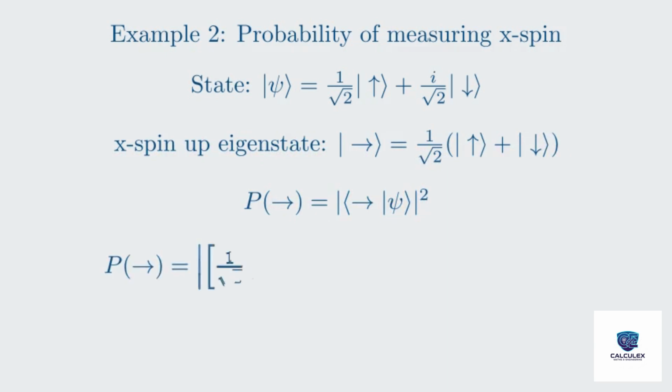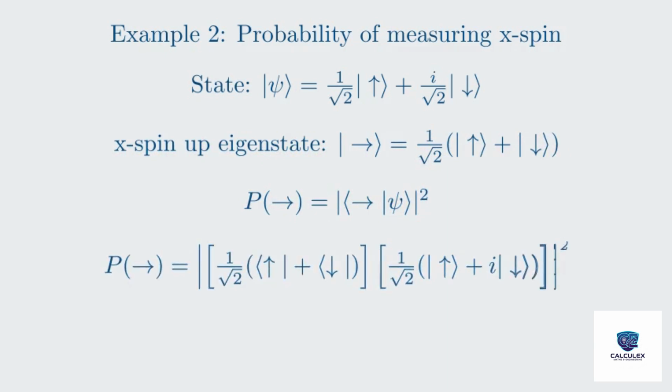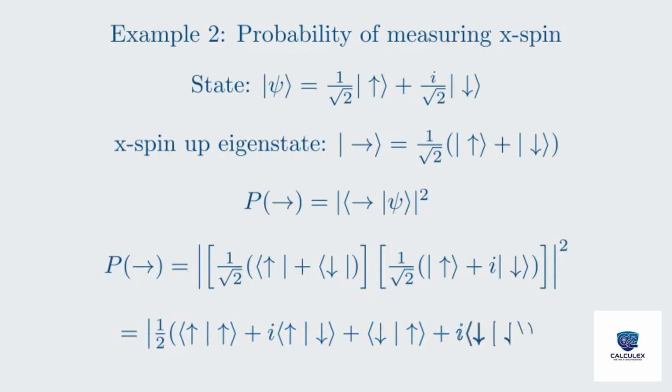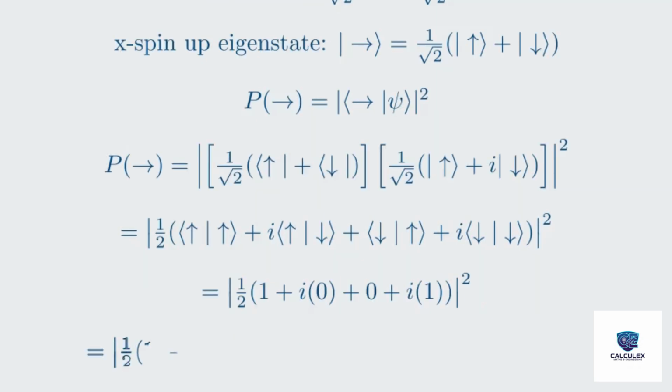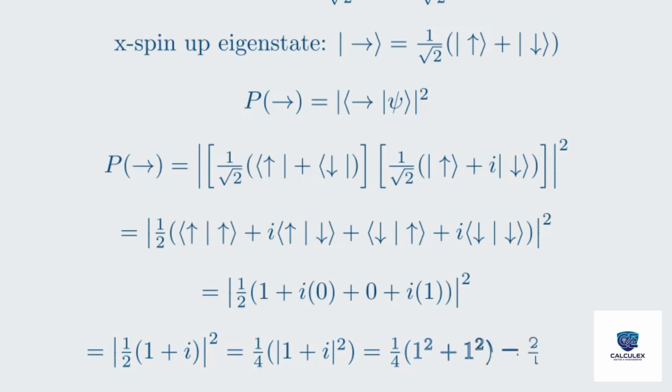We substitute our expressions for both vectors. Since the inner product involves complex conjugation, we write the bra. We distribute the terms, which gives us 4 inner products. Using the orthonormality relations, where ⟨0|1⟩ is 0 and ⟨1|0⟩ is 0, the expression simplifies to a half times (1 plus i). Squaring the magnitude of this complex number gives us 1/2 plus 1/2, which equals 1. The probability is 1, or 100%.